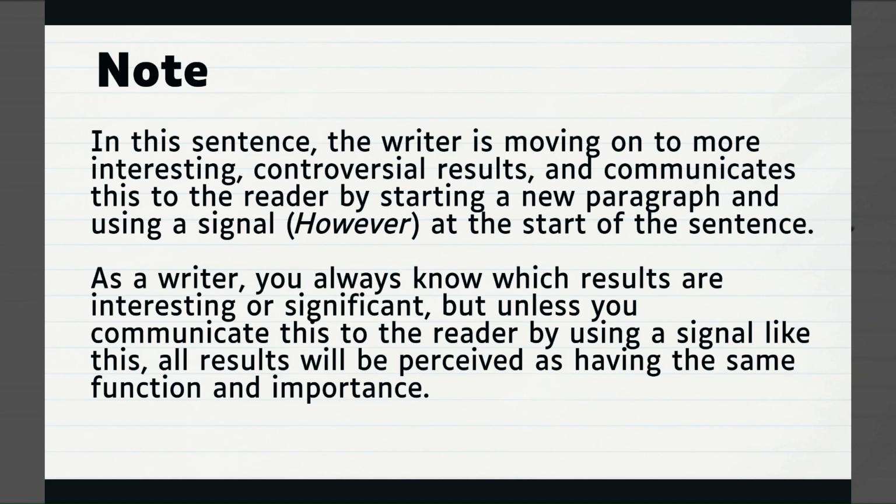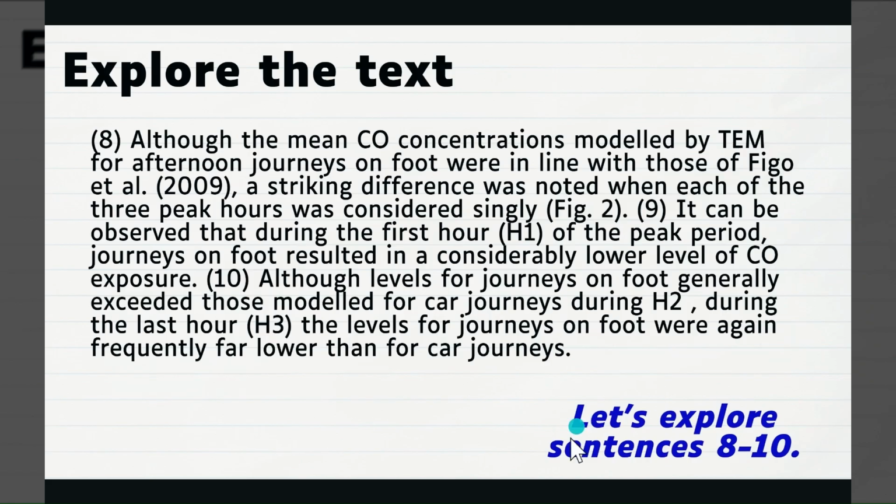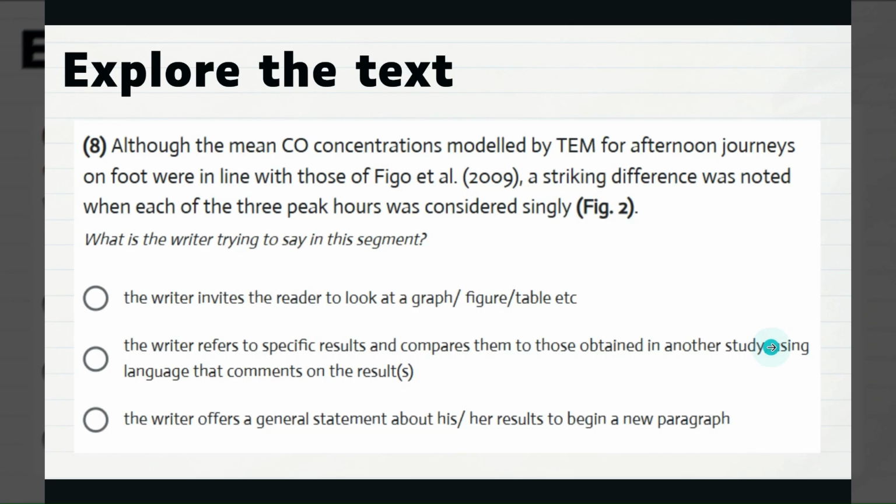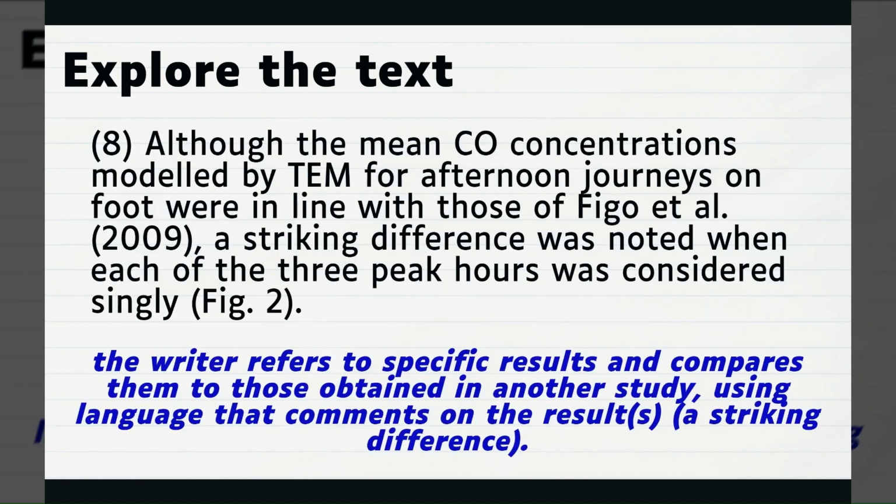How do you know which one is an interesting or controversial result? It's up to you as the writer. Unless otherwise, you cannot tell which one is a significant or interesting result. Your readers may just perceive everything as having the same function and importance. So, in exploring sentences 8 to 10, let's see what could be the controversial information. Try to guess what the writer is trying to say in this segment. So, you pause this clip and let's try to see.